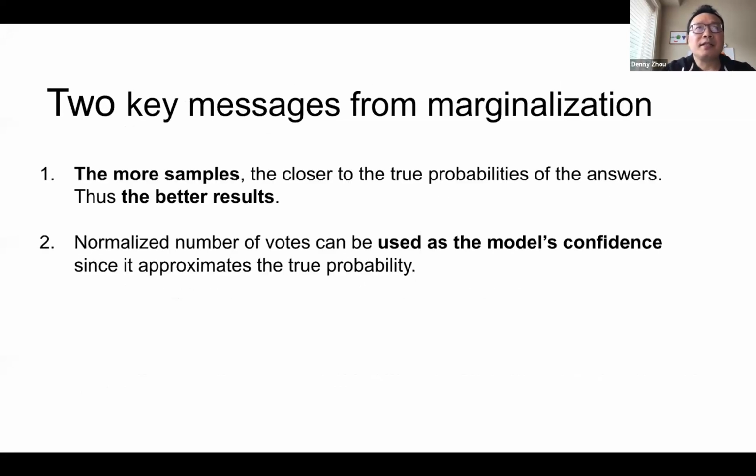From this explanation, we can see that the more samples, the closer we get to the probabilities of the answers, and thus the better the results. Of course, the results will saturate after more samples. And the number of votes can be used as the model's confidence, because it approximates the true probability.